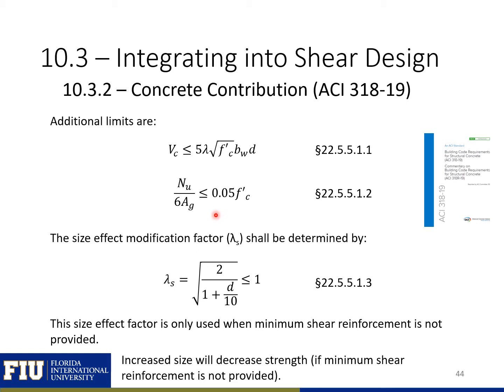The other factor that I wanted to highlight is the size effect modification factor, this lambda sub s. The size effect factor is only used when we do not have minimum shear reinforcement. Shear reinforcement has been shown to eliminate the size effect that happens with shear. But when our shear reinforcement isn't there, we can see that an increased size will decrease our strength. So this size effect factor will take into account that effect.